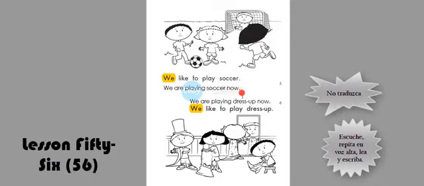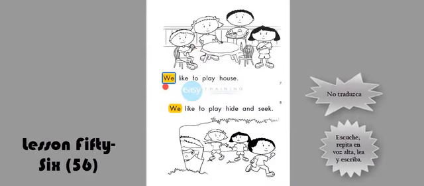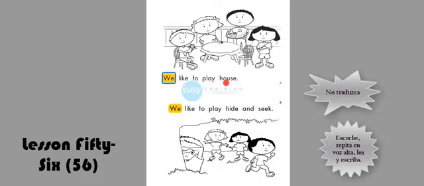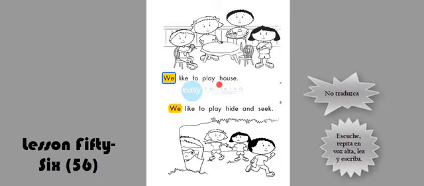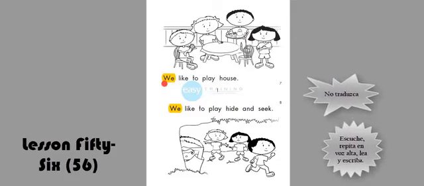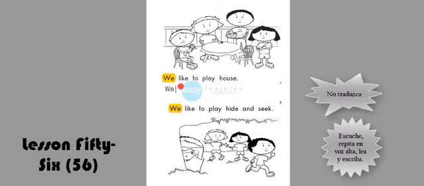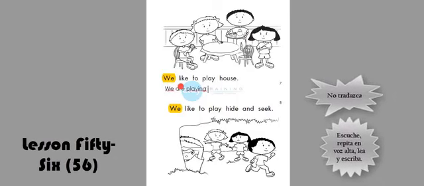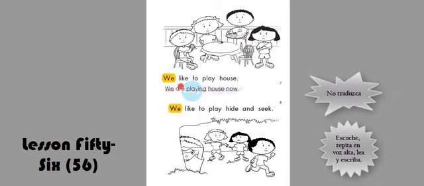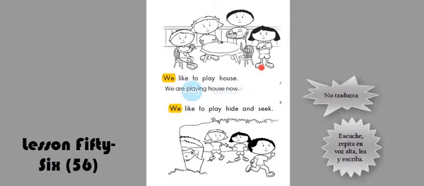Now, let's turn the page. This time the child says, we like to play house. Ahora tomo el lugar yo de ese niño y digo entonces, we are playing house now. House is game number 5.